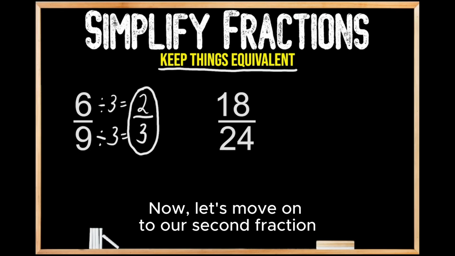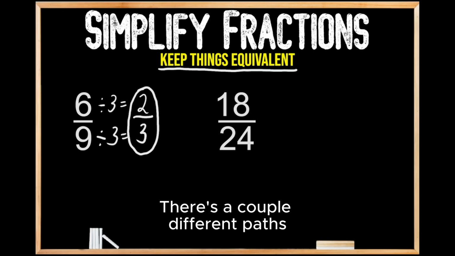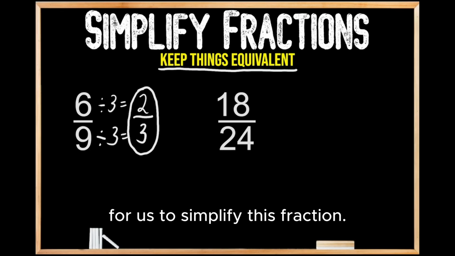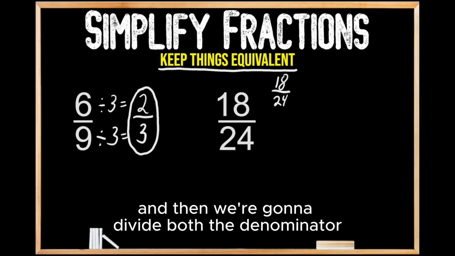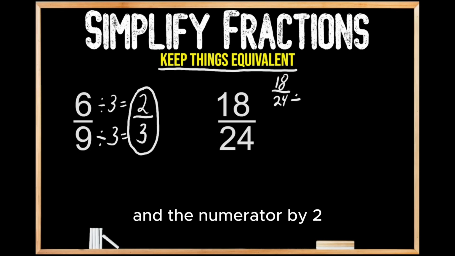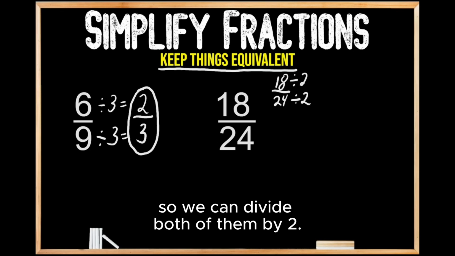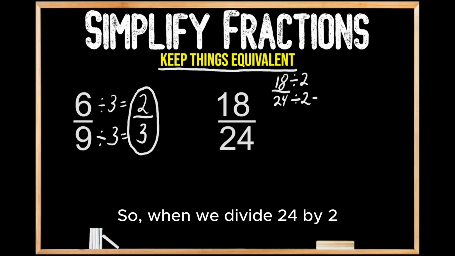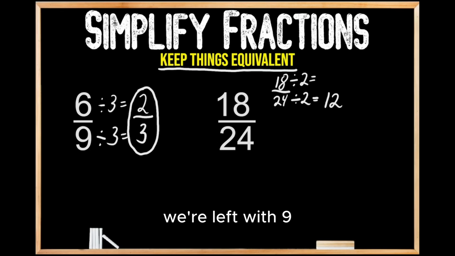Now let's move on to our second fraction, where we have the fraction of 18/24. There's a couple different paths for us to simplify this fraction, so we're going to start out by rewriting this fraction, and then we're going to divide both the denominator and the numerator by 2, because both of these numbers are even, so we can divide both of them by 2. So when we divide 24 by 2, we're left with 12, and then when we divide 18 by 2, we're left with 9 for 9/12.